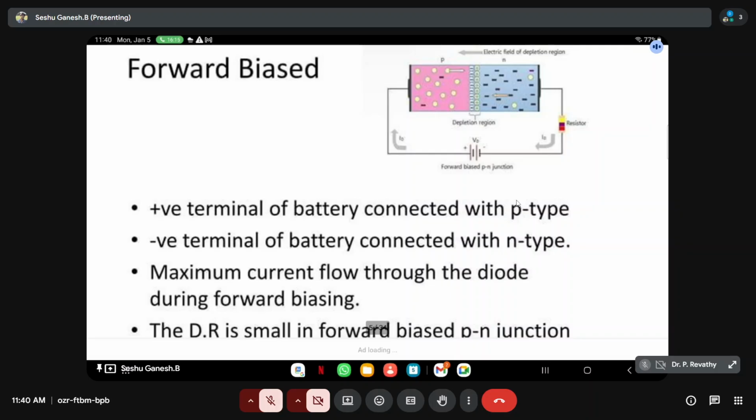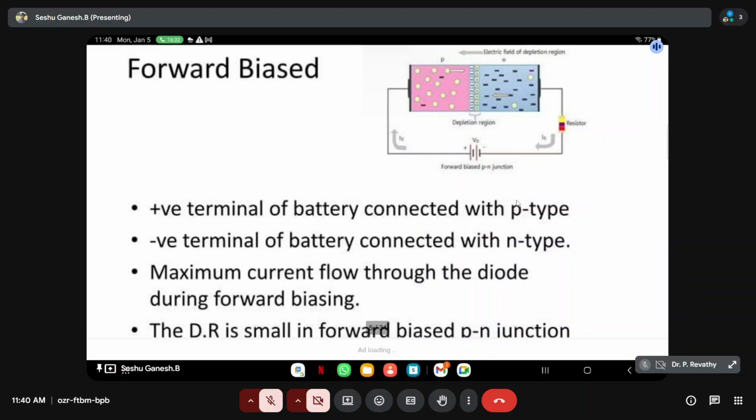In the reverse bias condition, if we change the connection of the source voltage, with the P type connected to the negative part of the voltage supply and the N type to the positive part, what happens then? There will be no current flowing. It will come to the reverse bias condition.